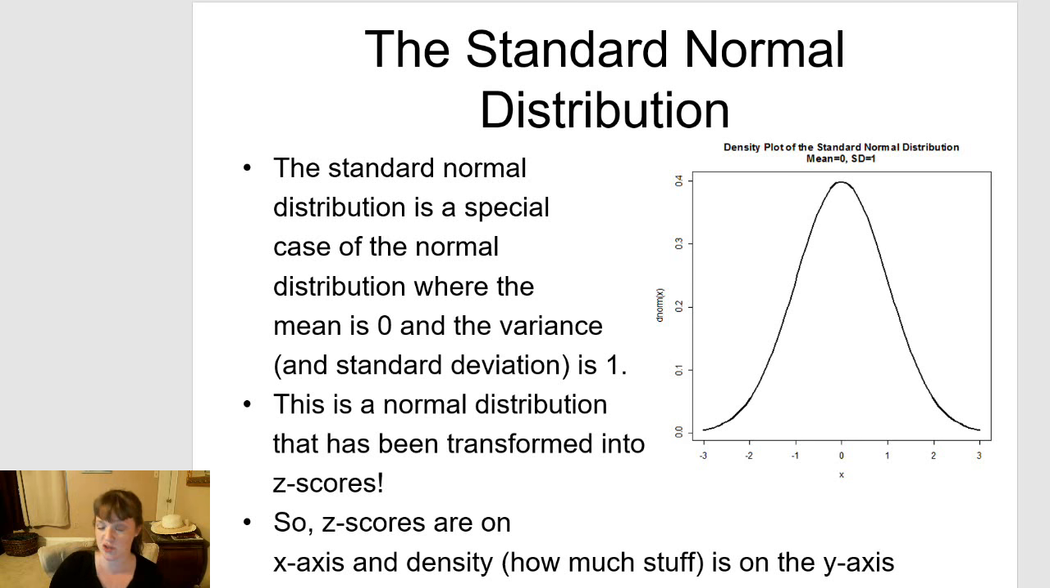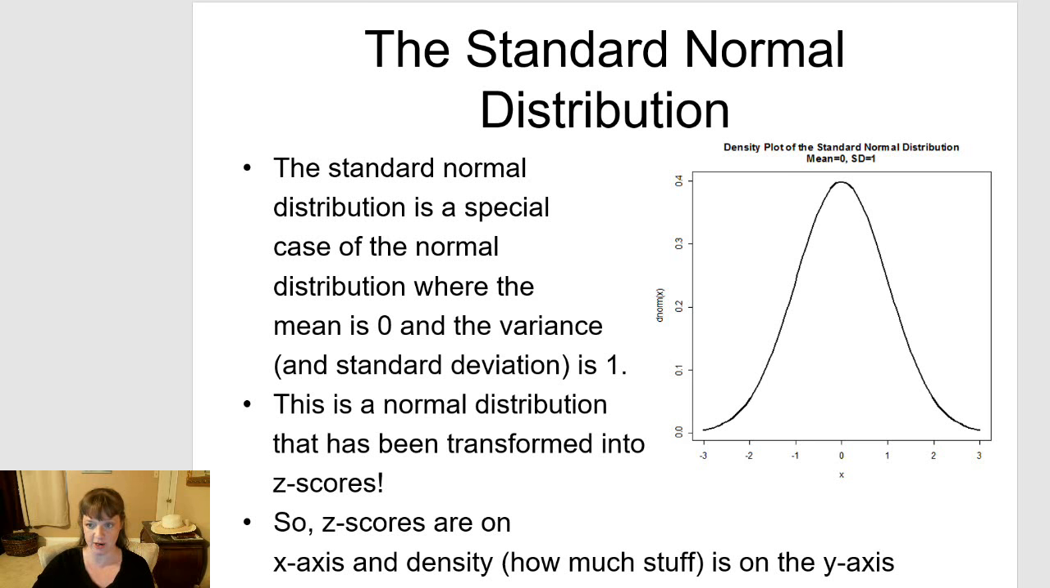Second thing, it's normally distributed. That means it's a bell-shaped curve. Now, turning things into Z-scores won't make it normal. But if it was normal already, and then you standardized it, now it will be the standard normal distribution.